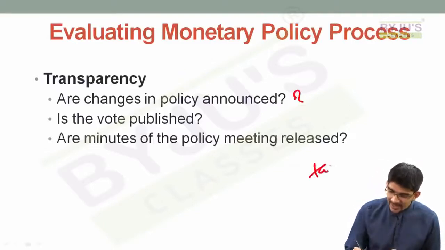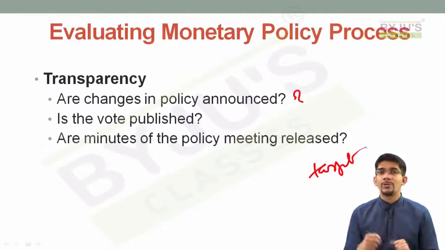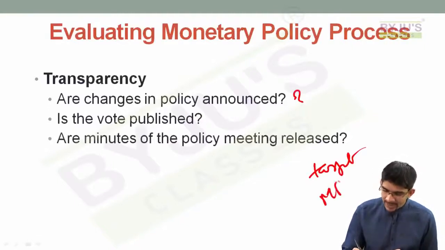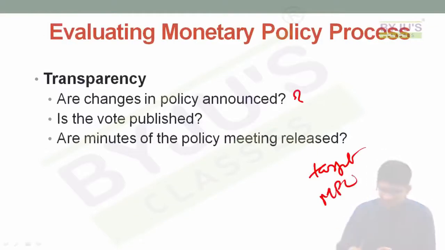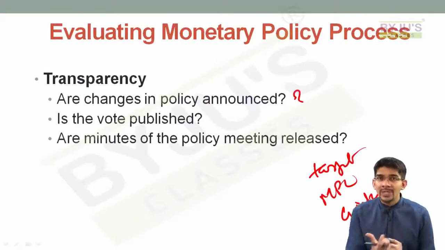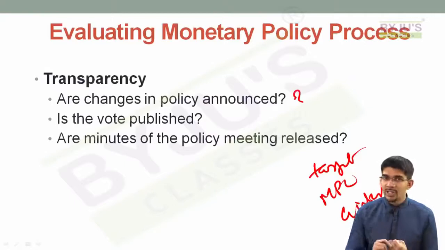Are there clear targets? If the answer is no, there is no accountability. Is there a Monetary Policy Committee? If the answer is no, that means too much concentration of power possibly. Is there government interference? If the answer is yes, probably there is too little independence. So these are some of the ways of evaluating monetary policy. These are all the questions to be asked.